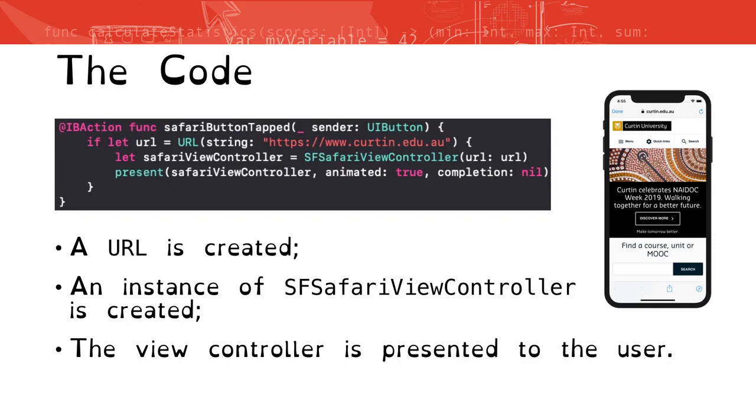So if we think back to the elements that we need, first we create the URL. So we have that line there, if let url, and we create a URL from the string, just being the address to the Curtin website. We then create an instance of our SF Safari View Controller and pass it that URL as an input parameter. And we're going to store that, we're using let, in safariViewController. And then it's a matter of just calling the present function. We're saying we're going to present that Safari View Controller to the user, which will have that web page in it. We will have an animation to complete it. And after completion, we don't want to run any more code. And it's as simple as that. One, two, three, four lines effectively.